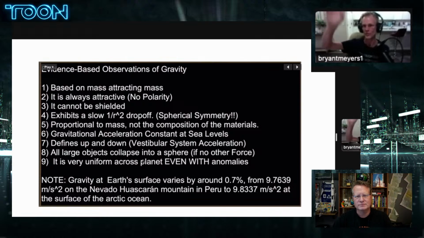With their little balloon, they try to show this. It's not anti-gravity, guys. It's an electrostatic force you're playing with. We'll get to the cannot-be-shielded point in a minute. But it's a slow 1 over r squared drop off, which is spherical symmetry, by the way. Whenever you have a 1 over r squared law, that is coming from spherical symmetry. This is why they're never going to get 9.8 meters per second squared to work, because it comes from spherical symmetry. And the gravitational acceleration is constant at sea level.